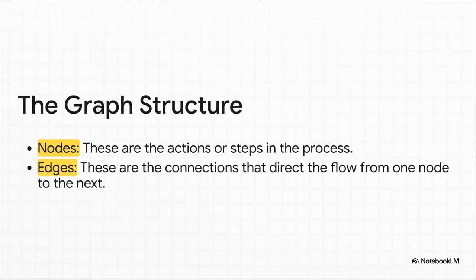Now, don't let the word graph scare you off. It sounds complicated, but it's really just a fancy word for a flowchart. You've got nodes, which are just the actions or the steps in the process, things like call the chatbot or use a tool. And then you have edges, which are basically the arrows connecting those steps. They represent the decisions that tell the agent where to go next.